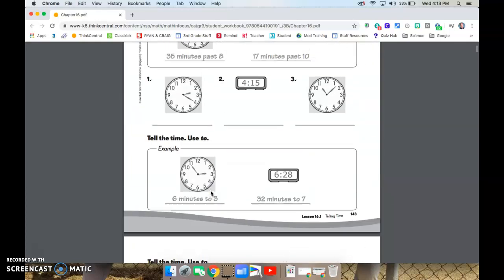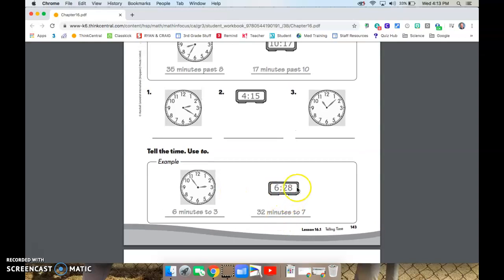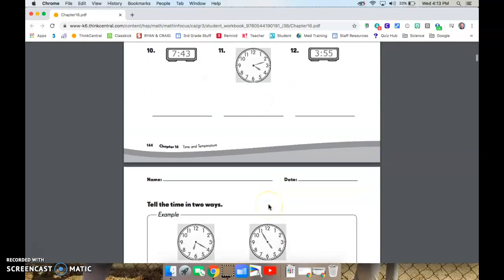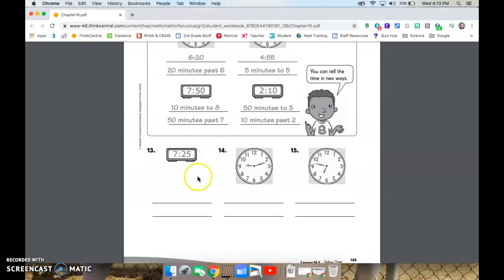Very similar to this one up here. 28 minutes and 32. Okay, 28 and 32. And this one was 25. So it's going to be really close to that. So 35 minutes to 8 or 25 past 7.